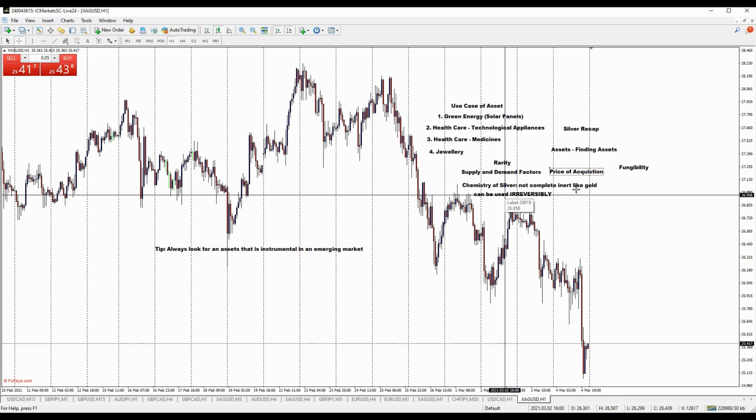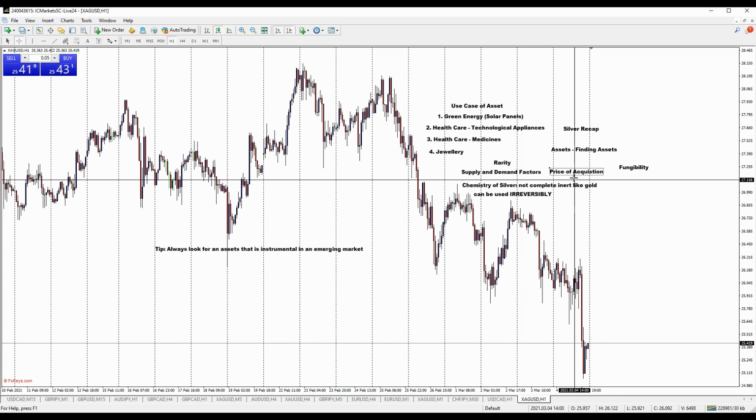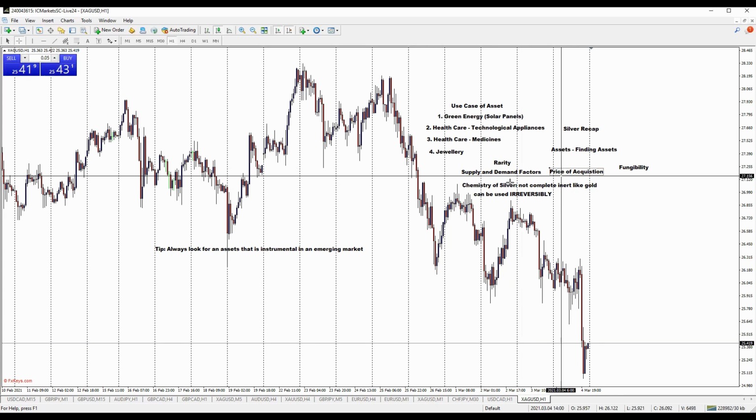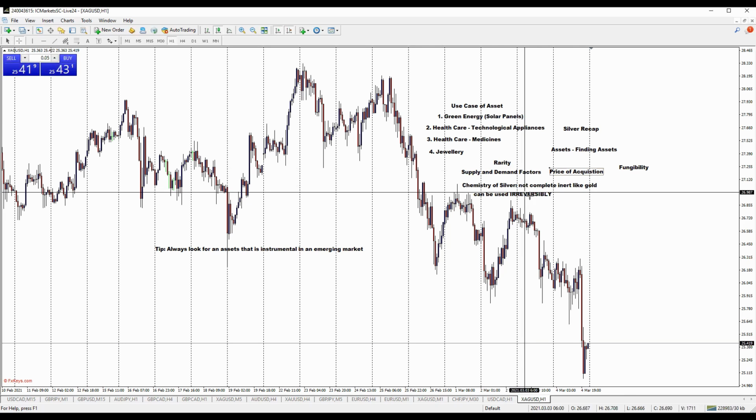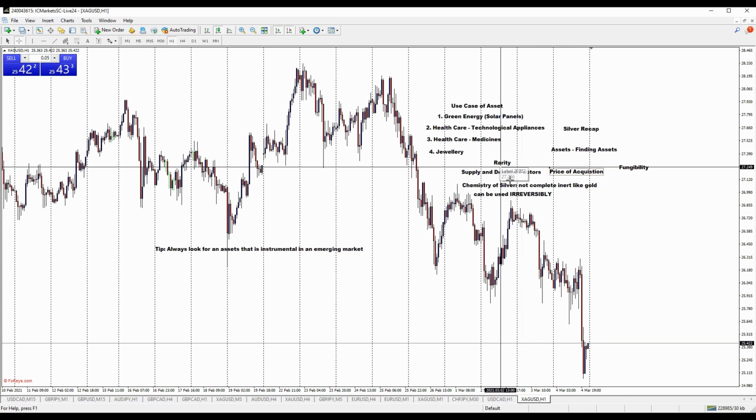Now it doesn't mean you have to go and do a deep study on the chemistry of it, but you just want to have that in mind, because this irreversible property is very important, because what it means, to be technical about it, is that the supply curve, compared to the demand curve, is always going to be oppositely correlated.